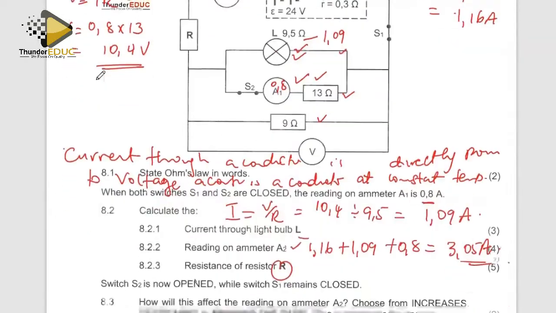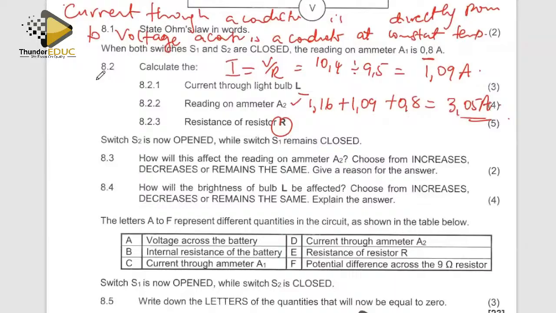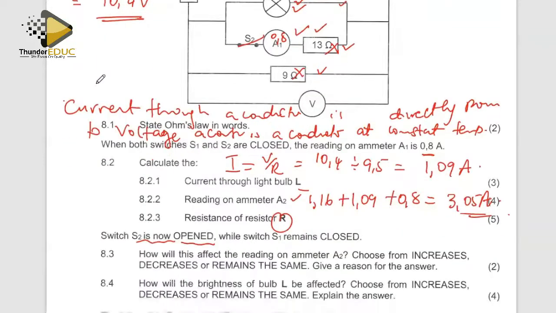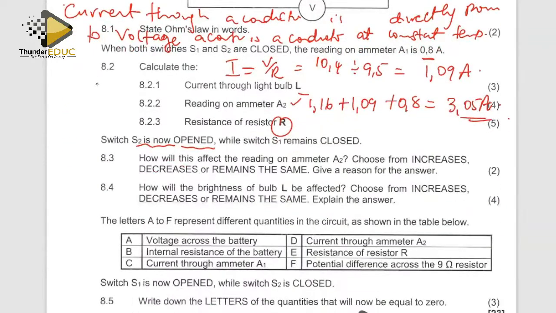Please, you can tell us what you got there. Then they're telling us that switch S2 is now opened, okay? So if S2 is opened, meaning that the current will just bypass L and then just complete the circuit. So this 13 and the 9 is out. Now, if that happens, how will this affect the reading of the A2? So how does the current go via that?